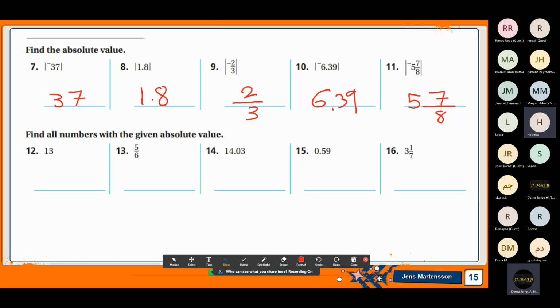13 and what? Yes. Negative 13. Bravo. 13 and negative 13. Thank you, Habiba. After Habiba, I want Jana Suleiman.